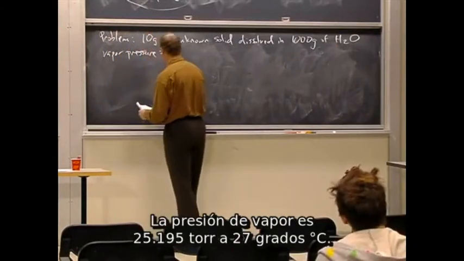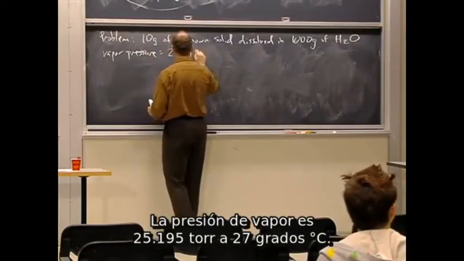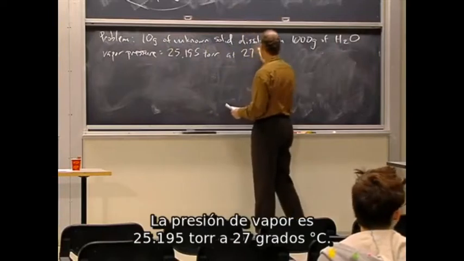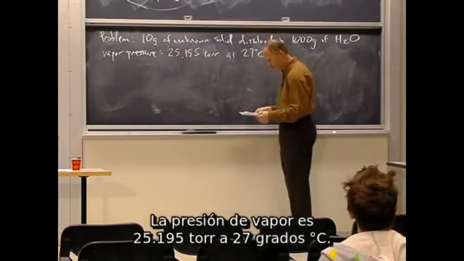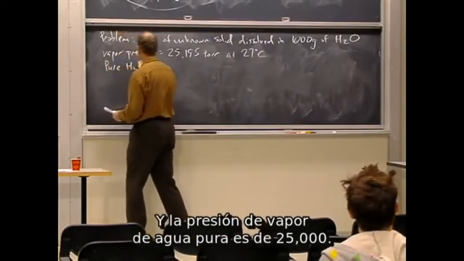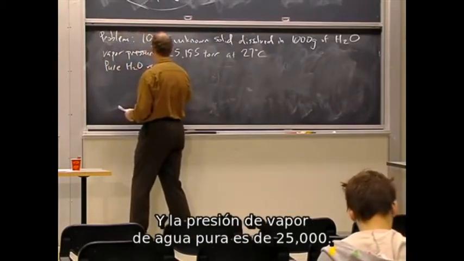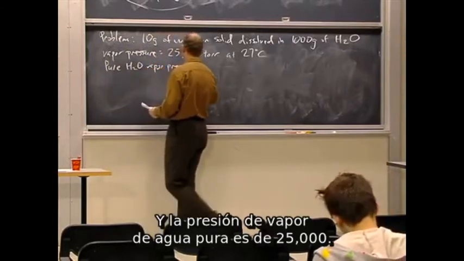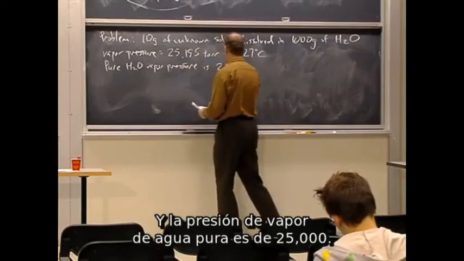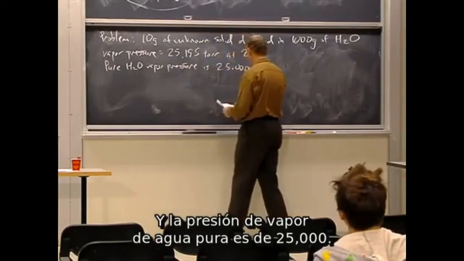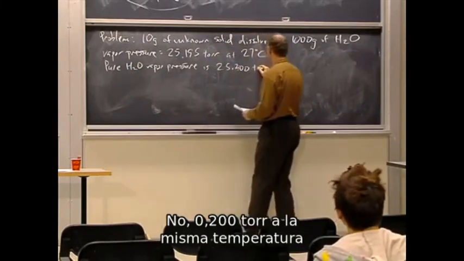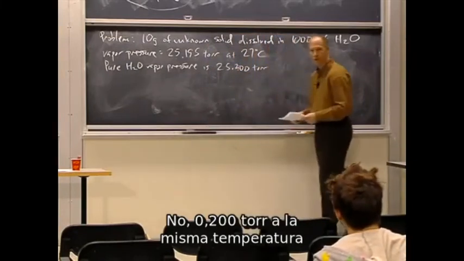The vapor pressure is 25.195 torr at 27 degrees C. And the pure water vapor pressure is 25.200, 0.200 torr at the same temperature.